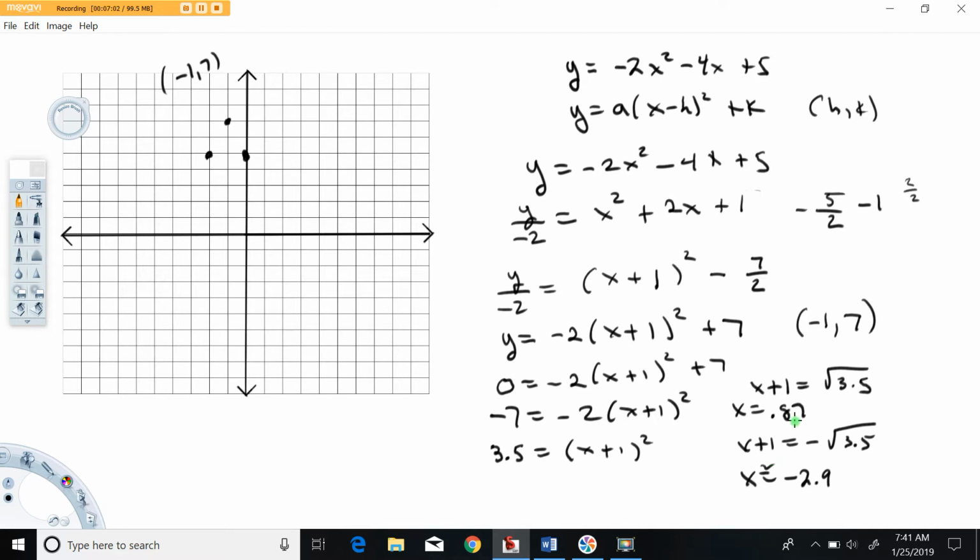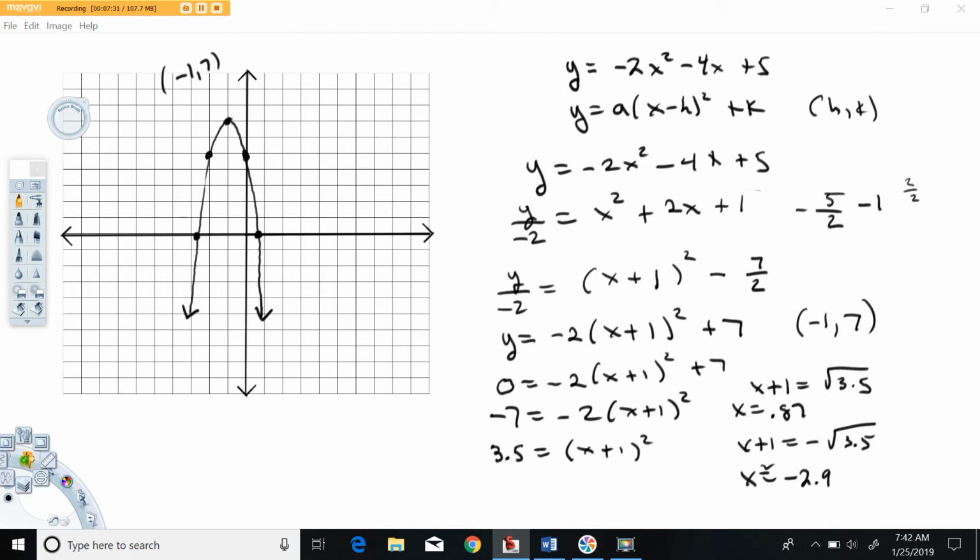All right. So 0.87, so here's 1. 0.87 is a little short of that. Let's put that one here. Negative 2.9, so 1, 2, 3, a little short of that. All right, there's our parabola. So we can now sketch it. That's good enough.